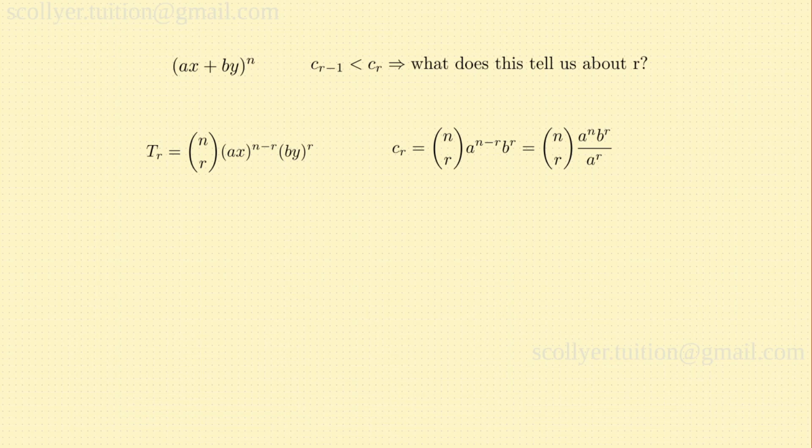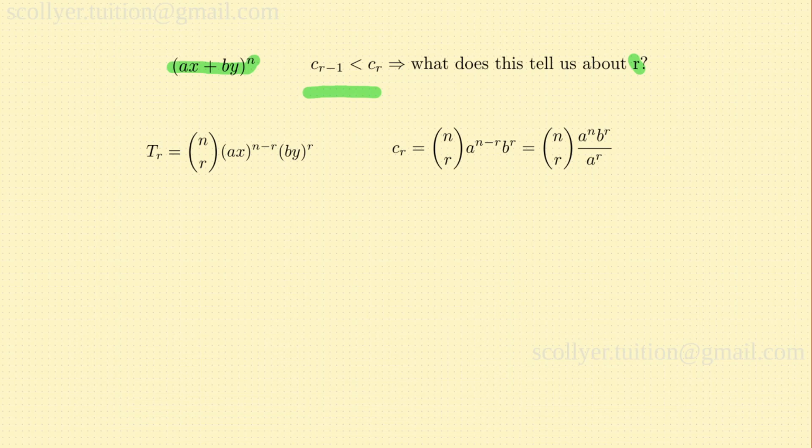Now, having found the largest coefficient for the expansion of (2x + 5y)^6, we want to do it more generally for the expansion of (ax + by)^n. We need to ask the same question. What does the inequality c_(r-1) less than c_r tell us about r? But in this case, we don't know the answer in advance.